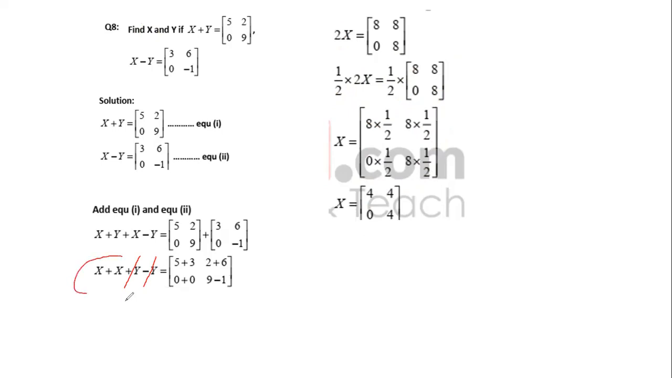So there are how many x? When we add x and x, that becomes 2x. That's why there is 2x. So that's the value of x.